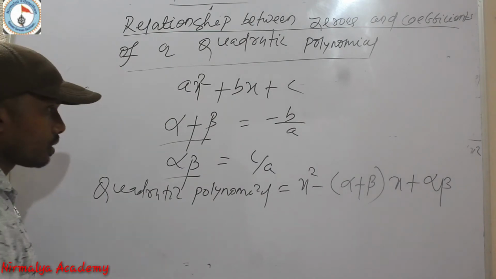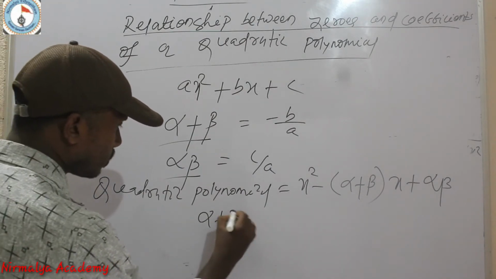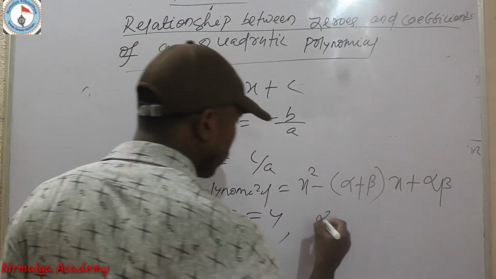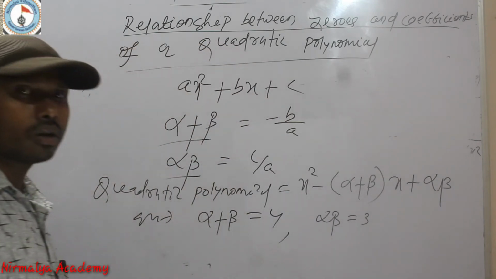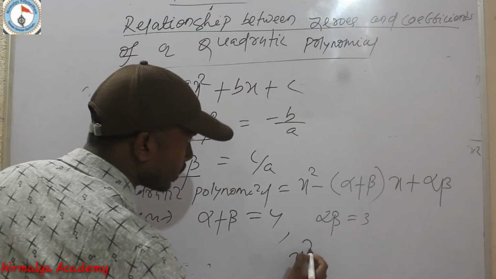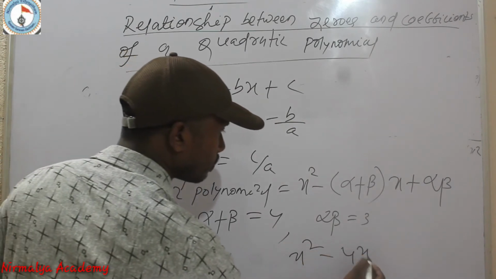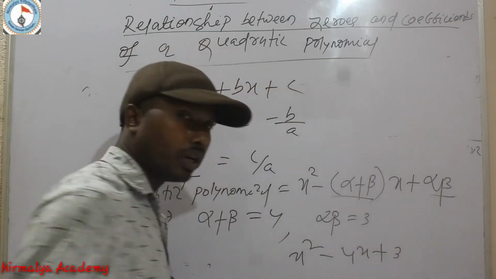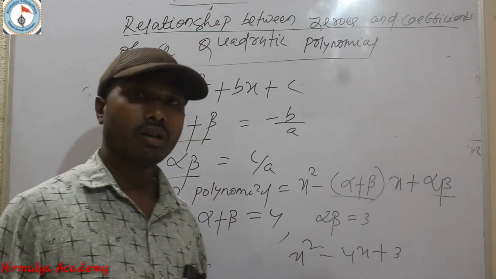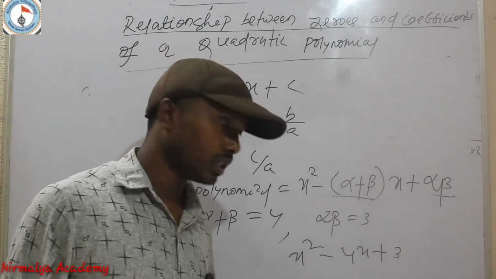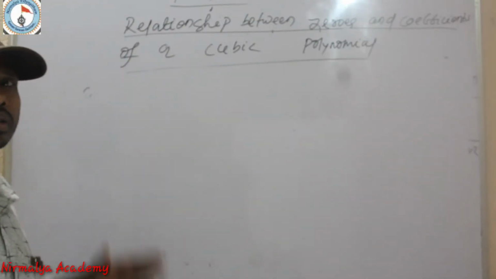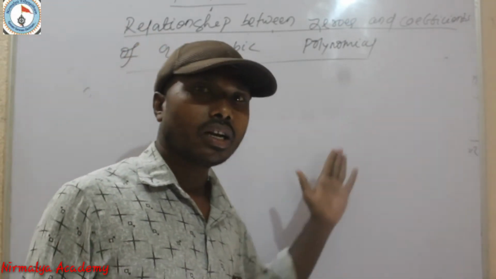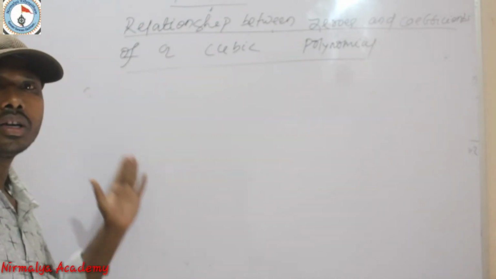For example, suppose it is given that alpha plus beta equals 4 and alpha beta equals 3. Then the quadratic polynomial will be x square minus 4x plus 3. On replacing alpha plus beta and alpha into beta, we get x square minus 4x plus 3. Just like this. Now let us see the relationship between zeros and coefficients of a cubic polynomial.